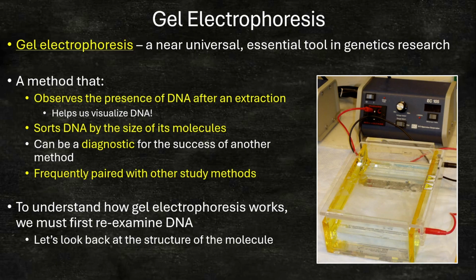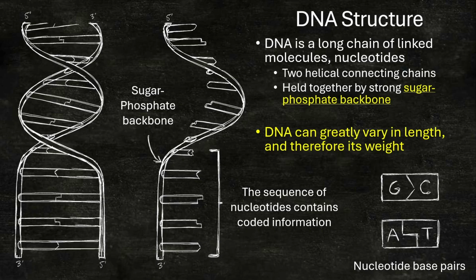So now we're going to try to understand how gel electrophoresis works, but to do that, we have to re-examine the structure of DNA. So remember that DNA is a very long chain of linked up molecules. It's a polymer of nucleotides. And there are two of these strands that are connected at the middle and twist into that double helix shape that we're familiar with.